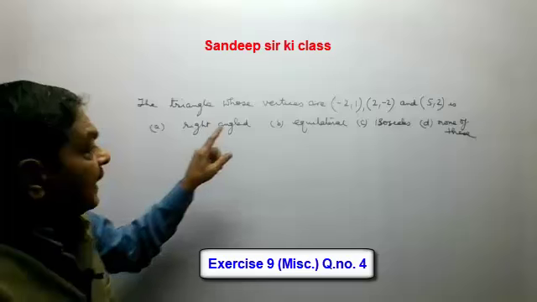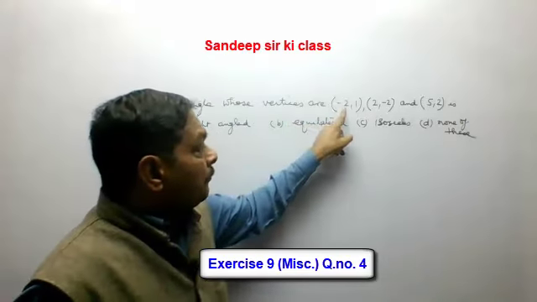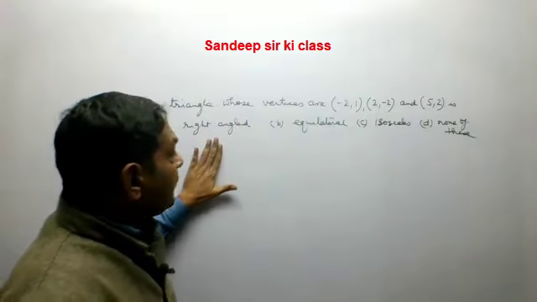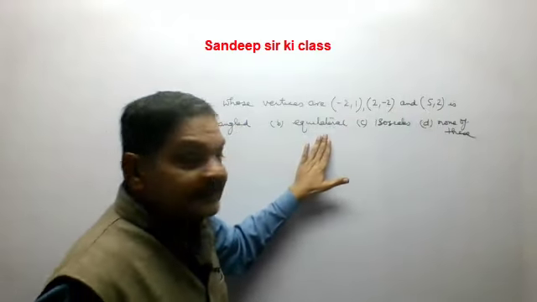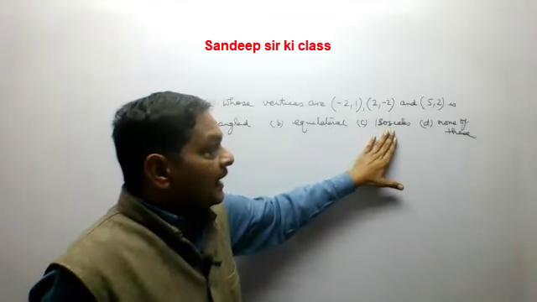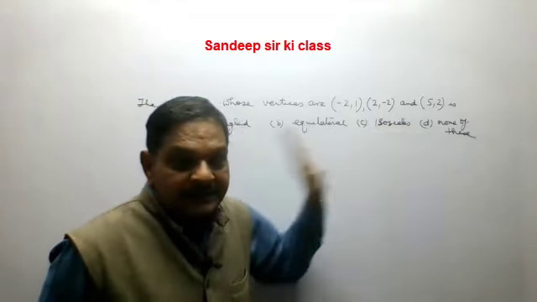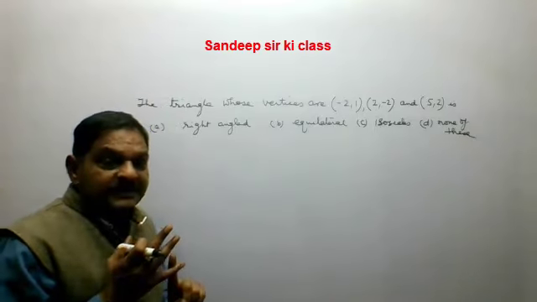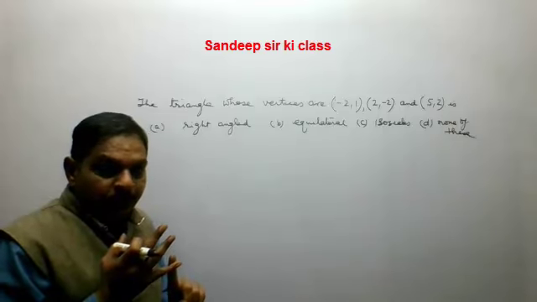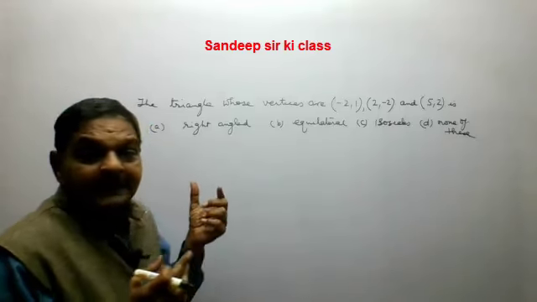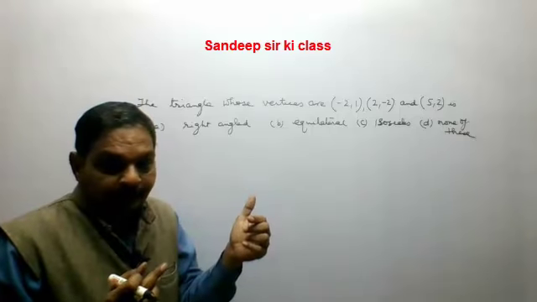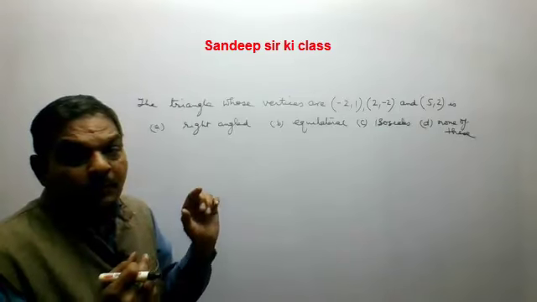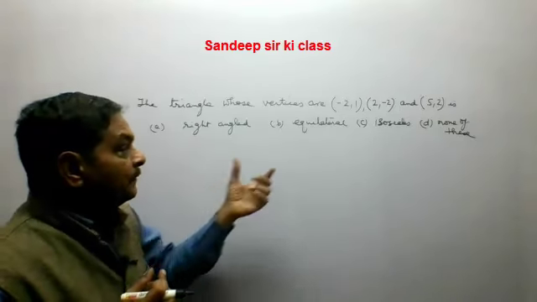Next question: the triangle whose vertices are (-2, 1), (2, -2) and (5, 2) is. Options: A is right angled, B is equilateral, C is isosceles, D is none of these. First we see the properties of a right angled triangle. We can use the Pythagoras theorem, which states that base square plus perpendicular square is equal to hypotenuse square.